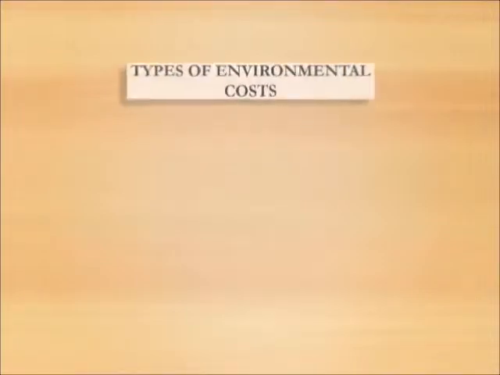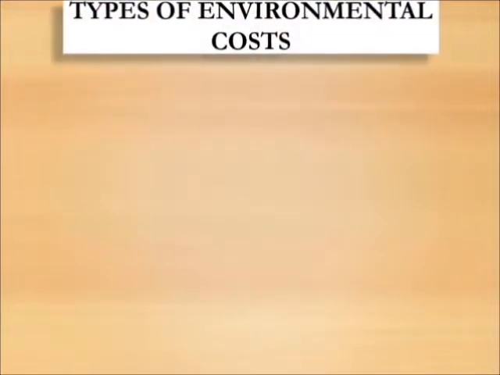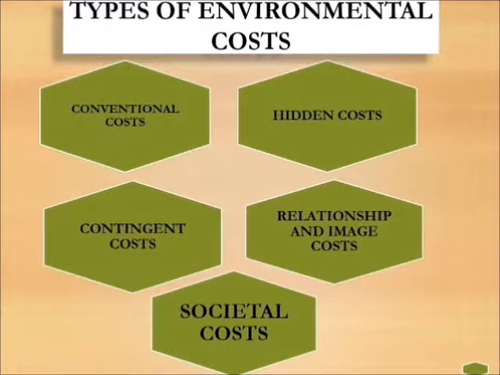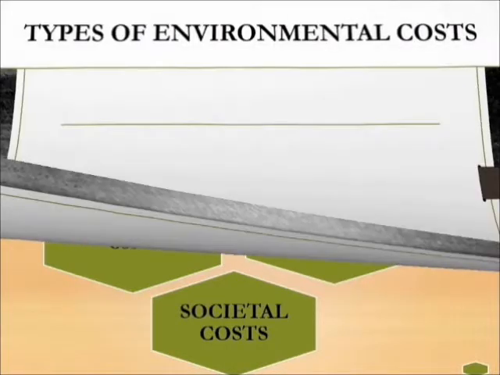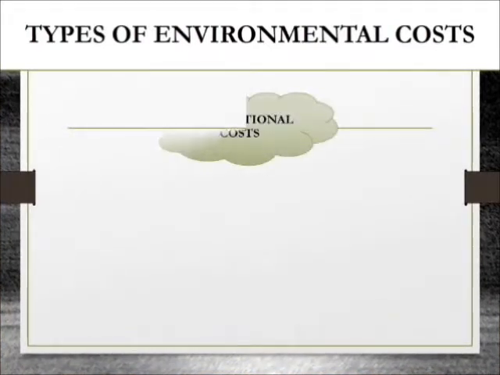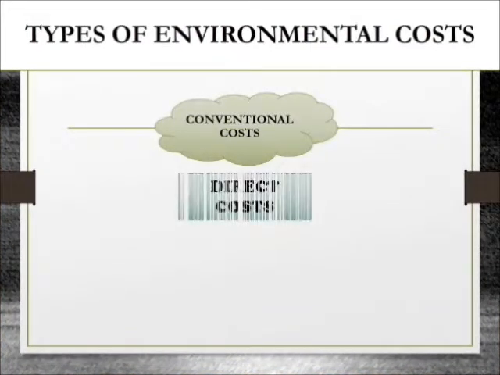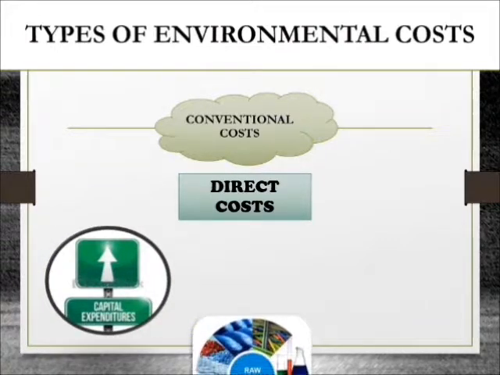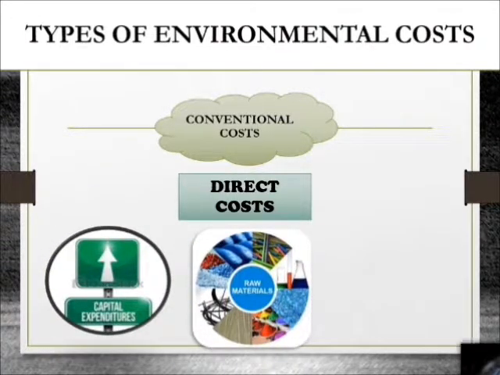Now we will discuss the types of environmental costs. There are 5 types of environmental costs. First, conventional costs, hidden costs, contingent costs, relationship and image costs, and lastly, societal costs. The first type of environmental cost is conventional cost. This cost is direct cost associated with the capital expenditures, raw materials, and other operating and maintenance costs.